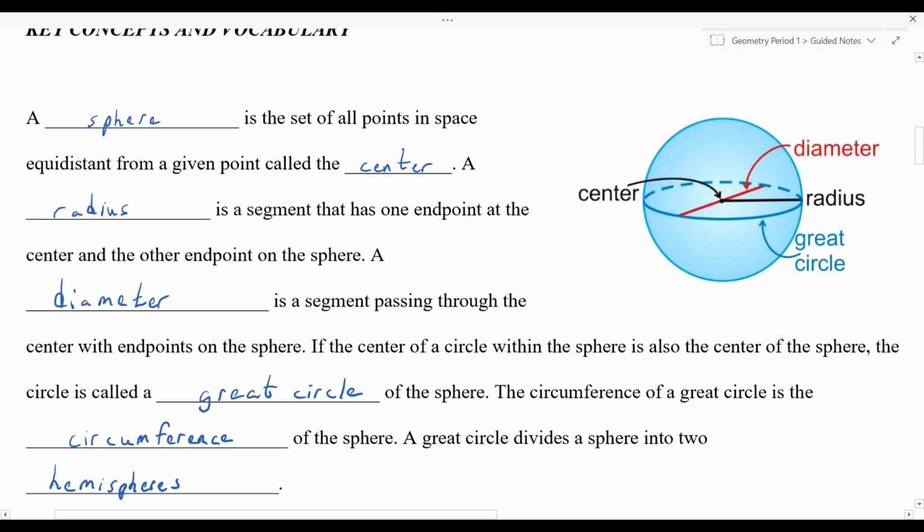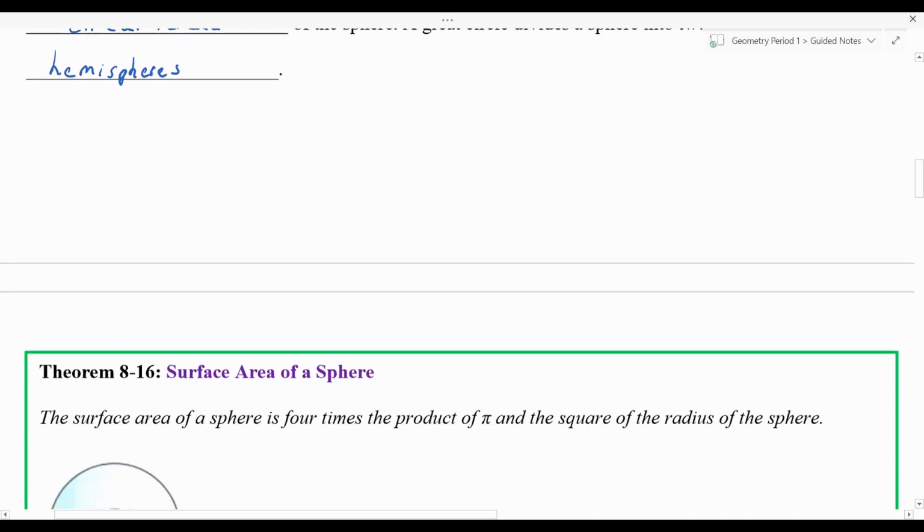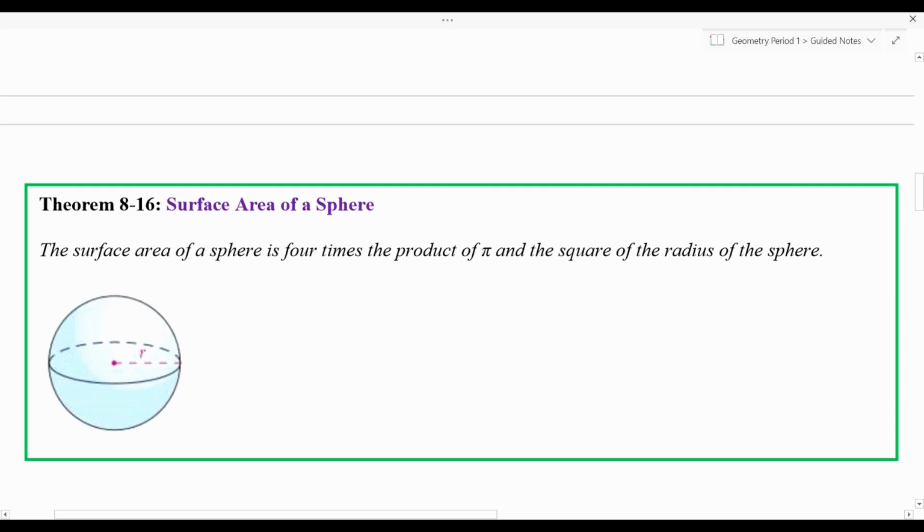Also, it's making mention of circles, because if I take a plane and make it go through the sphere, the resulting image at that intersection is going to be a circle. Okay? Moving on to Theorem 8-16, the surface area of a sphere. The surface area of a sphere is 4 times the product of pi and the square of the radius of the sphere.